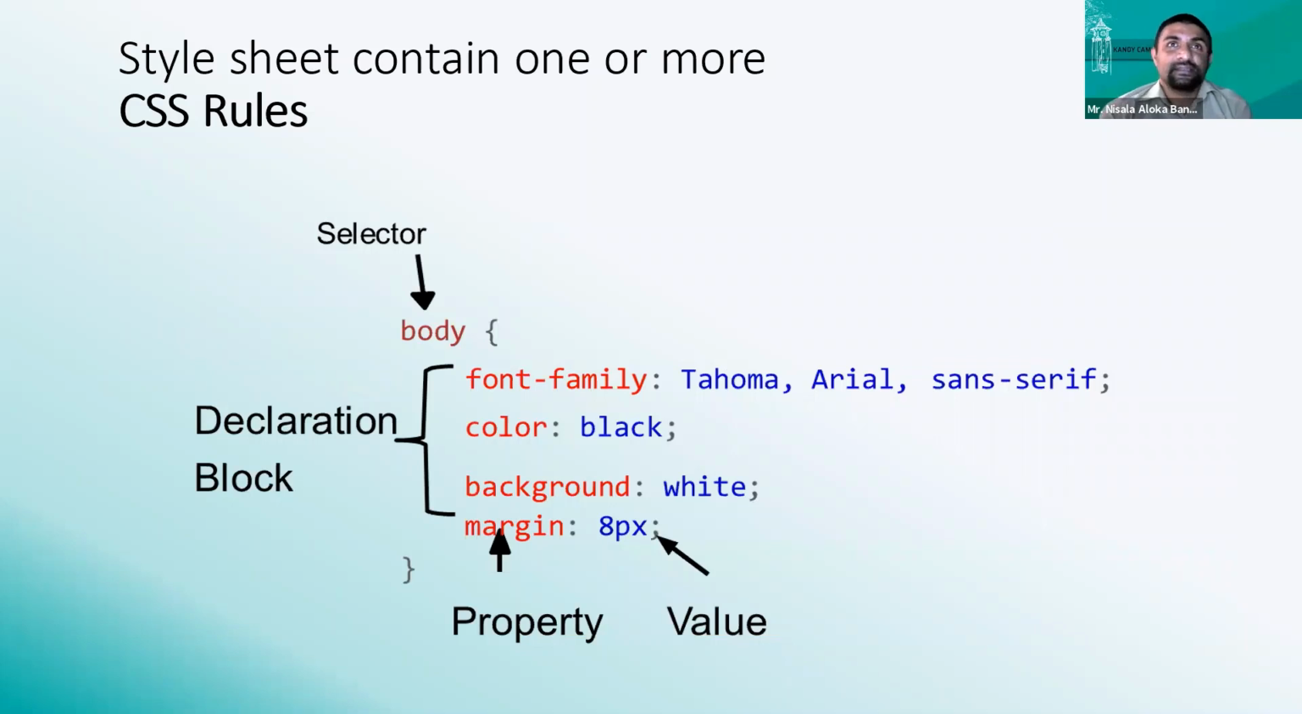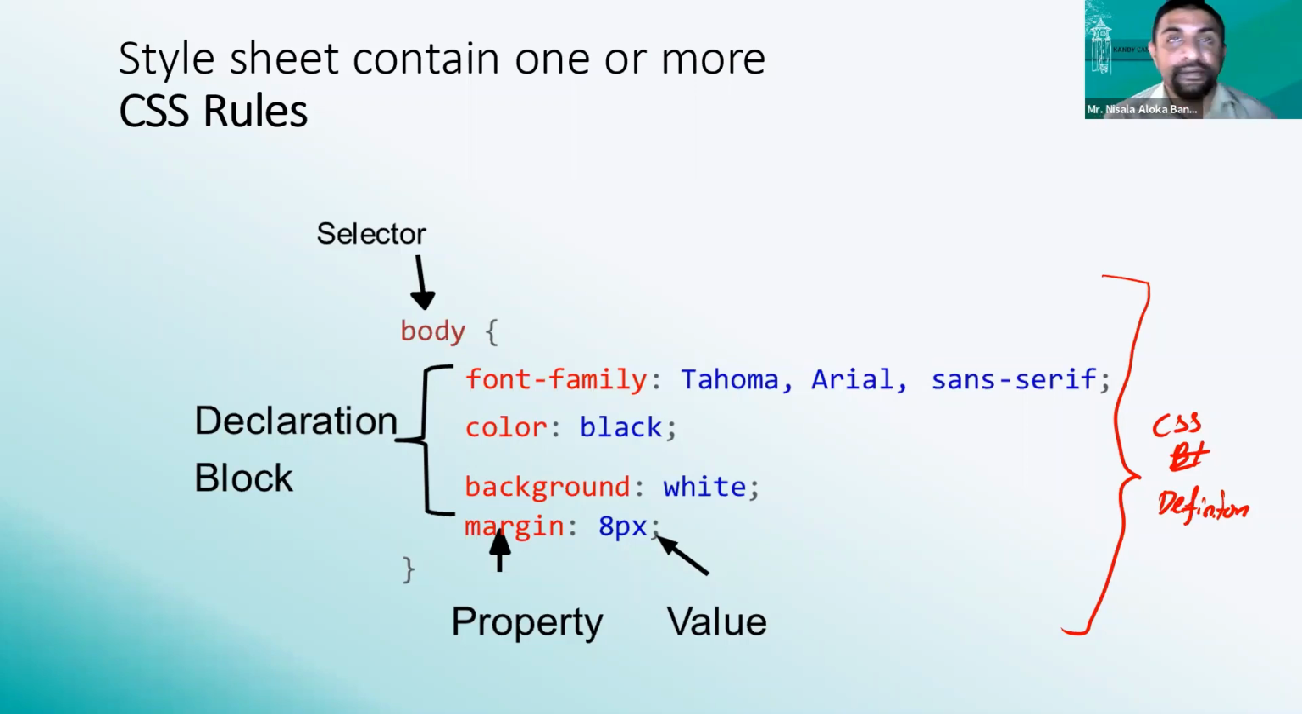So CSS is a collection of definitions. This is the look and feel of a regular CSS. This whole thing is a CSS block, or we can call it a CSS definition.